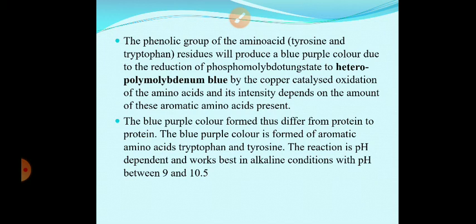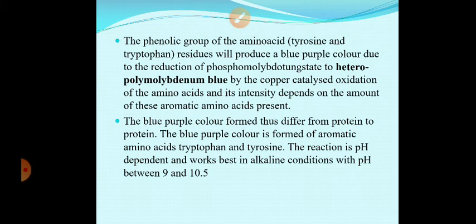So the blue-purple color that is formed varies from one protein to another, because all proteins don't have the same amount of tyrosine or tryptophan. The color intensity depends upon the amount of tyrosine and tryptophan. So the color developed differs from one protein to another, because the blue-purple color is formed only because of the amino acids tryptophan and tyrosine.